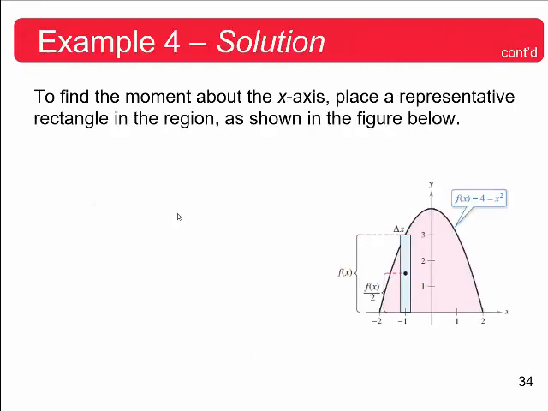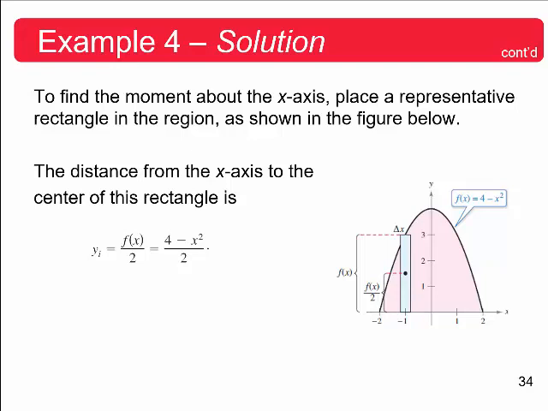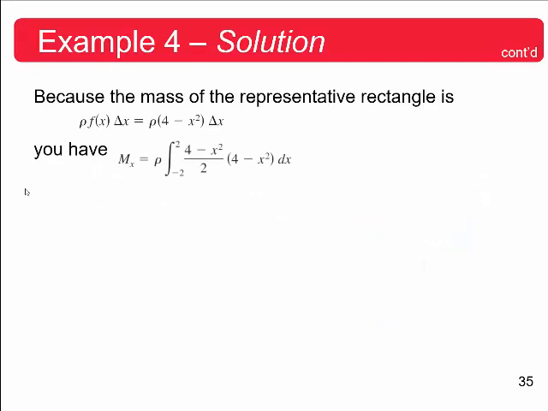So to find the moment about the x-axis, a little bit harder. All right, place a representative rectangle in the region shown here. The distance from the x-axis to the center of that rectangle is that y sub i. So that's equal to f of x divided by 2, which is 4 minus x squared divided by 2. Because the mass of the representative rectangle is rho times f of x times delta x, you have the following. The moment about the x-axis is rho times the integral from -2 to 2 of (4 minus x squared) over 2 times (4 minus x squared) dx.